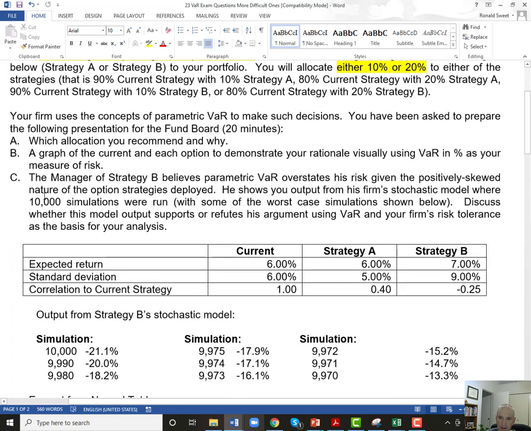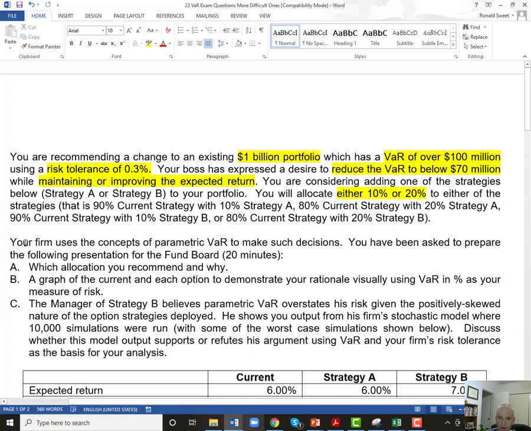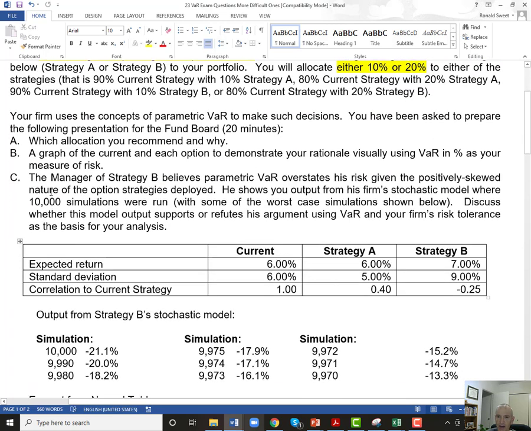It's not that difficult, especially if we're doing the math in Excel for the final because of COVID. You can definitely set this up and move fast. So your firm uses the concept of parametric VAR. Well, that's good because that makes it much simpler. You've been asked to prepare the following presentation: which allocation you recommend and why. So you have to put that and why in your answer. She wants part of the presentation to be a graph demonstrating why you're recommending one versus the other. And she wants VAR in percents.